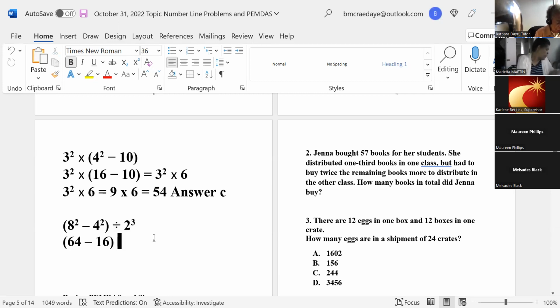Okay, divided by... 64 minus 16 is what? 64 minus 16, that's 48. Okay, so 48.